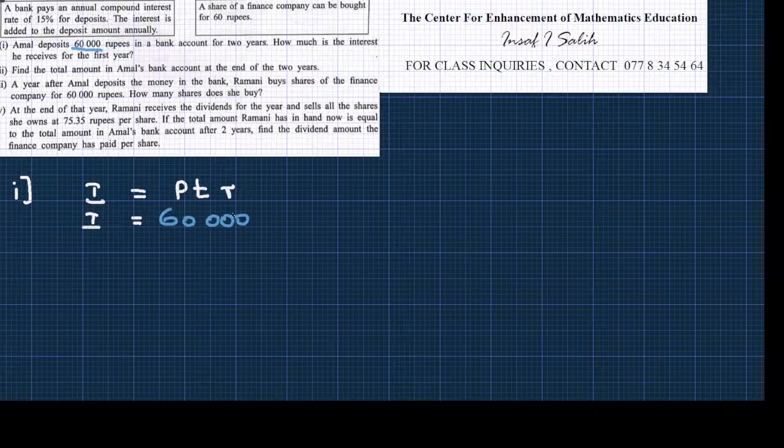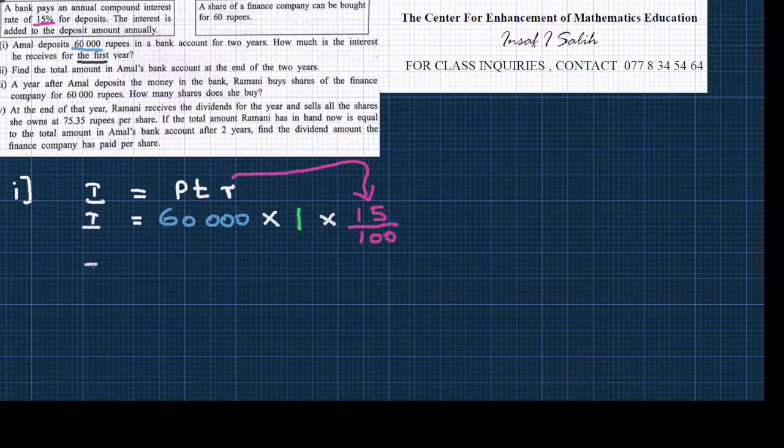into multiplied by the time period. They're asking for the first year. So for the first year, the time will be 1 year. Time is going to be 1. And what's the interest rate? The R. It has been told to us, the bank is paying an interest of 15% per annum. So the interest rate is 15%. How do you write 15% in fraction form? 15 over 100.